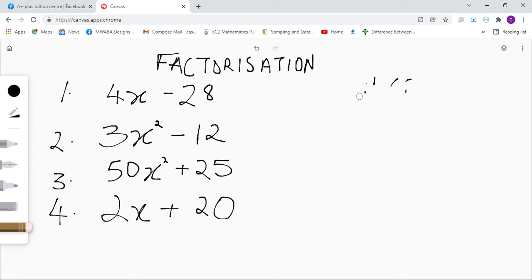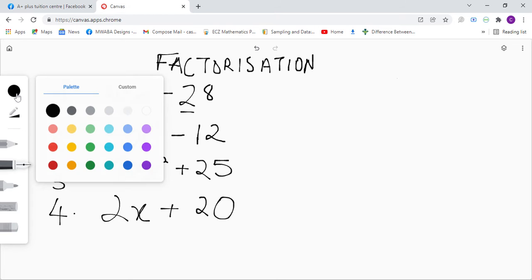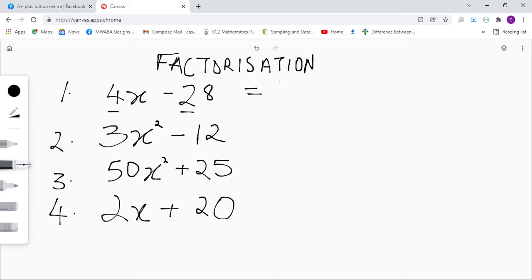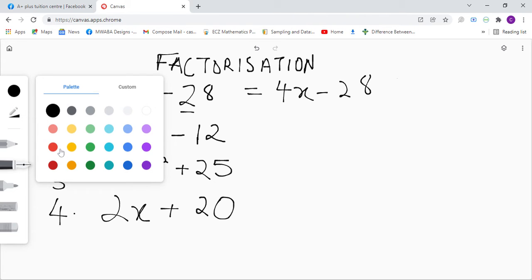So what is our highest common factor? We can see that we've got 4, we've got 28, and remember 28 is also divisible by 4, so our highest common factor in this case is 4. We'll have 4x minus 28. Okay, so our highest common factor is 4.